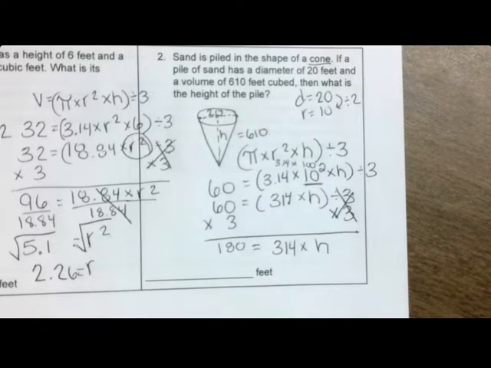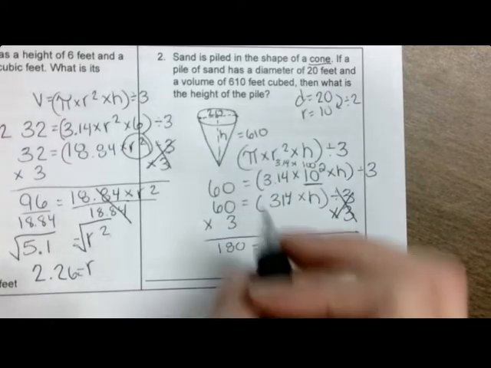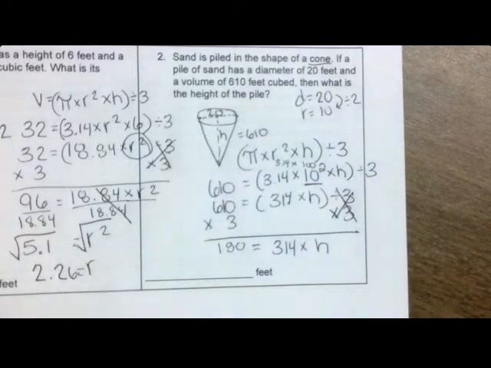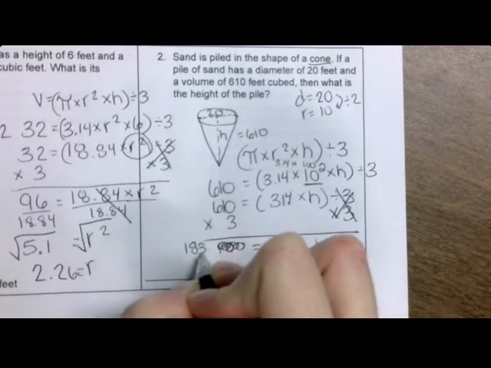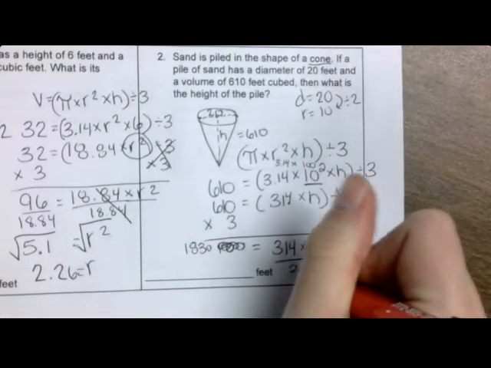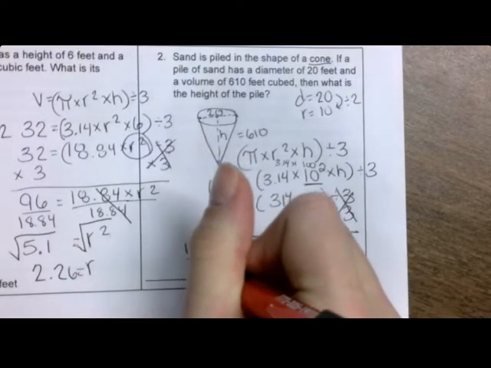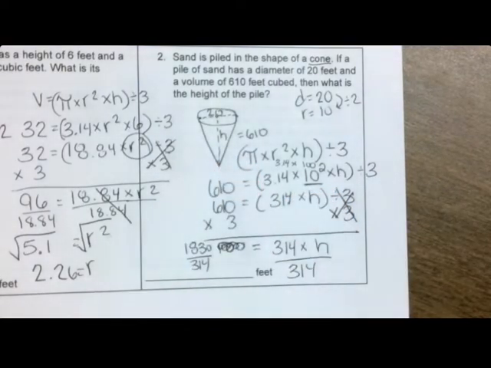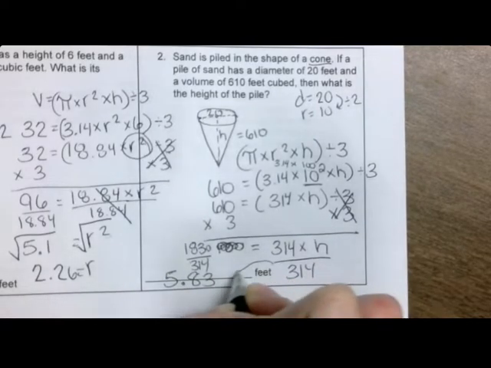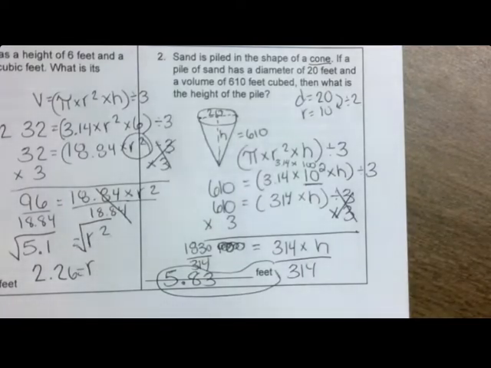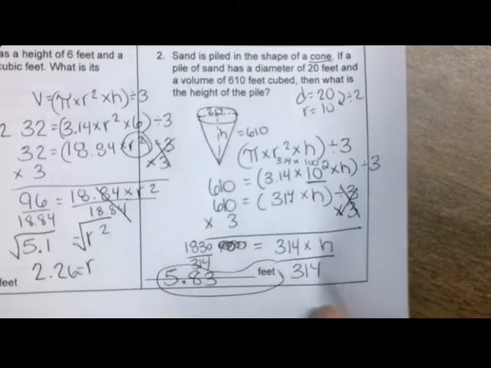And then we can divide. Oh, it's 610. I knew something seemed off. Okay, so this is actually 1830, my bad. This is why I have you guys in my life. All right, so we are going to divide by 314 on both sides. And what's that give you? 5.83 feet. 5.83 feet. Hopefully you're feeling better about these. All right.